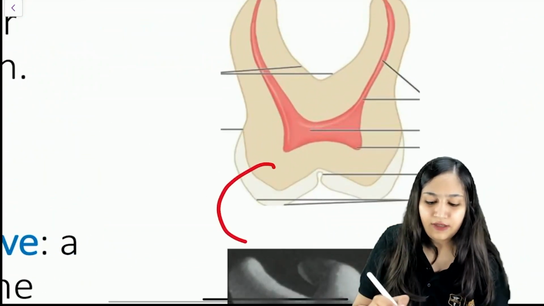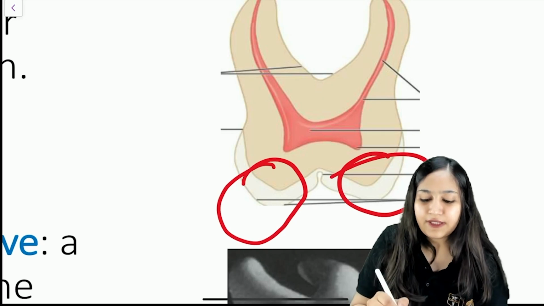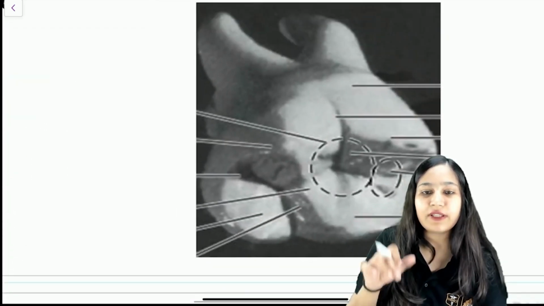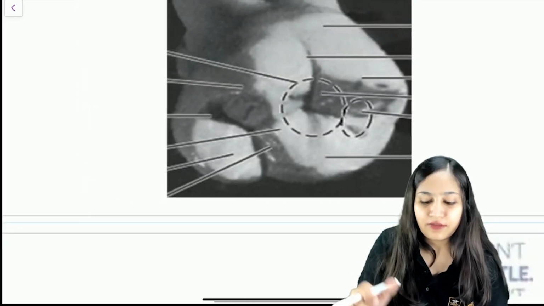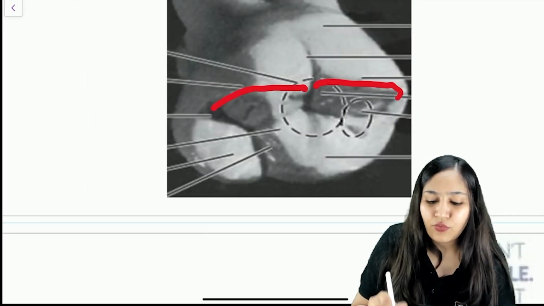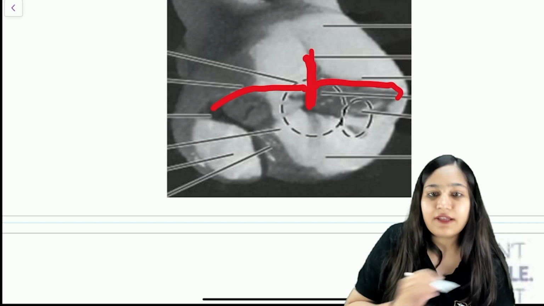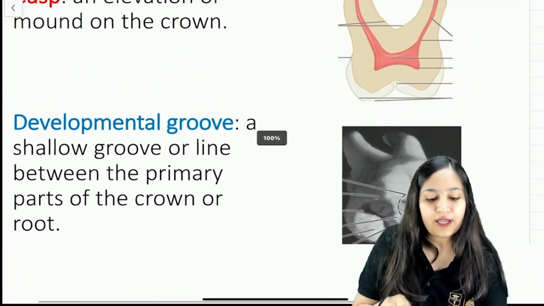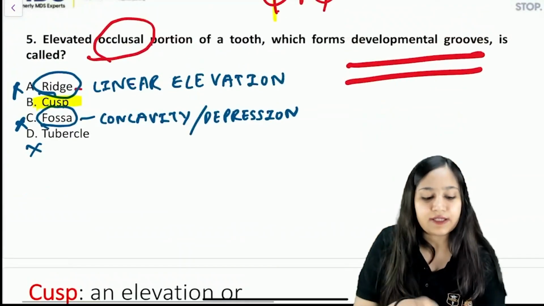Here we can see an elevated surface and centrally we can see the presence of a groove. Here also in this diagram we can easily appreciate these are the two cusps and centrally we can see the separation by a groove. So the correct answer here is cusp.